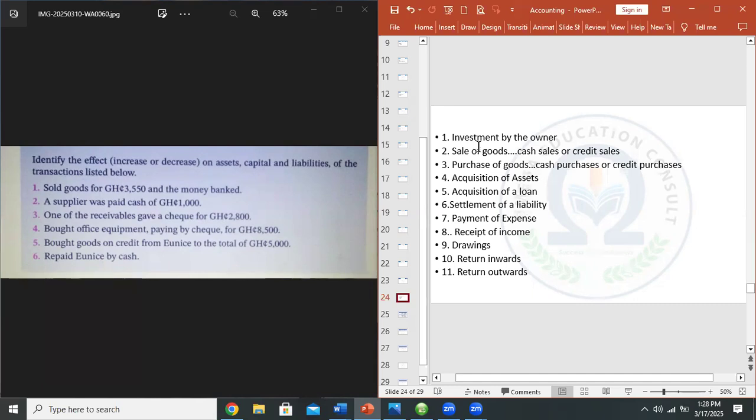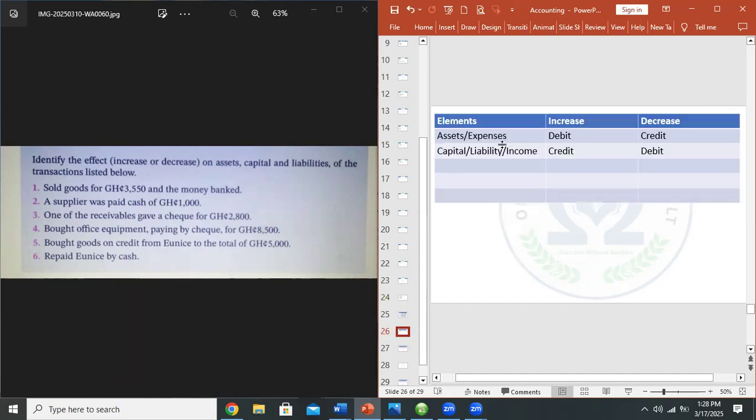Right. After you have understood the increase and decrease effect of these transactions, then I'm now bringing in an additional concept which says that when assets increase, you debit. When they decrease, you do what? You credit. What is the meaning of this debit and credit? And I'm telling you that we'll be using an account to record or do this debit and credit. And this is how the account looks like. The account looks like a T.